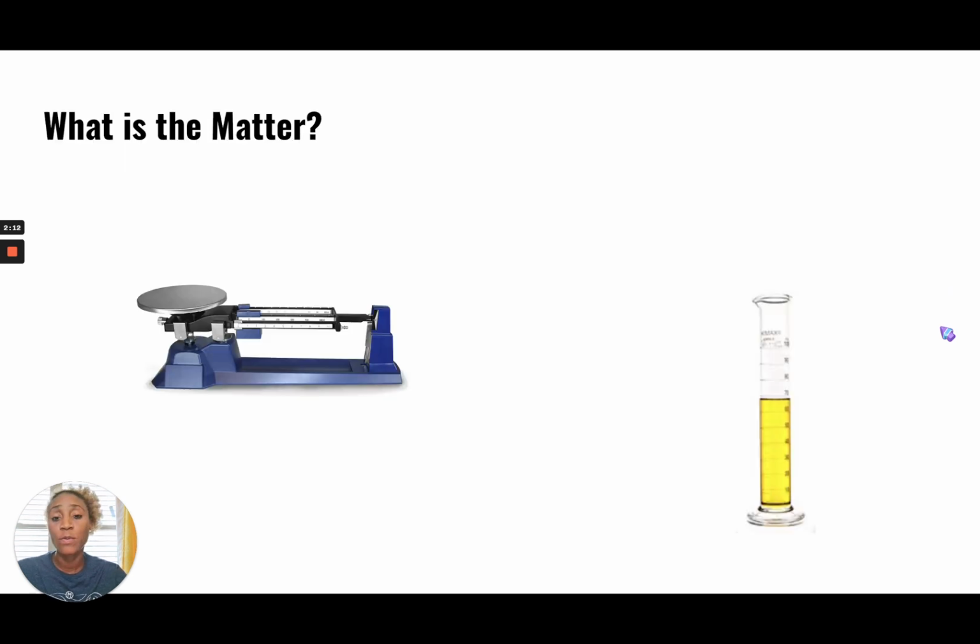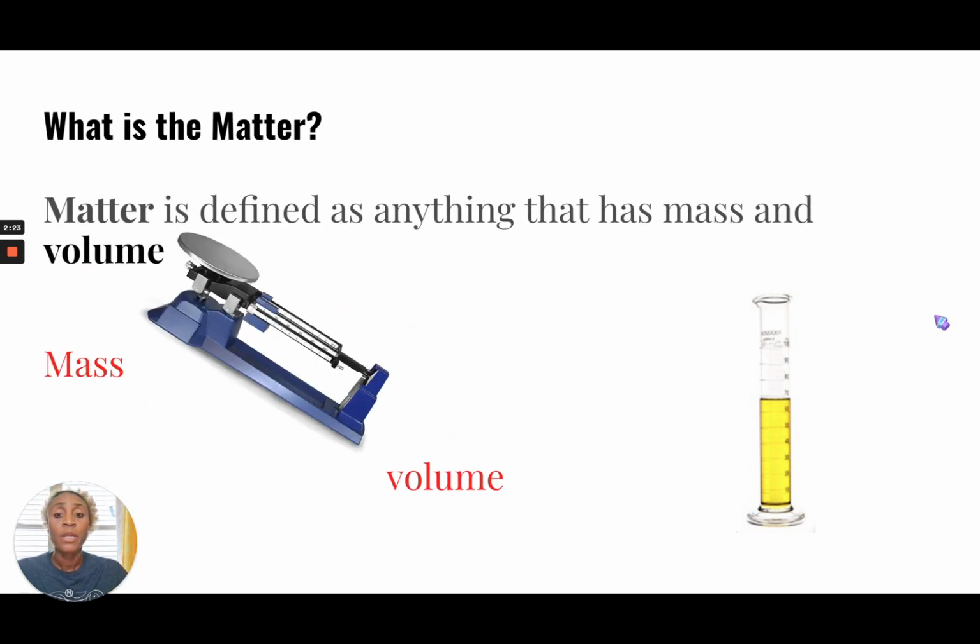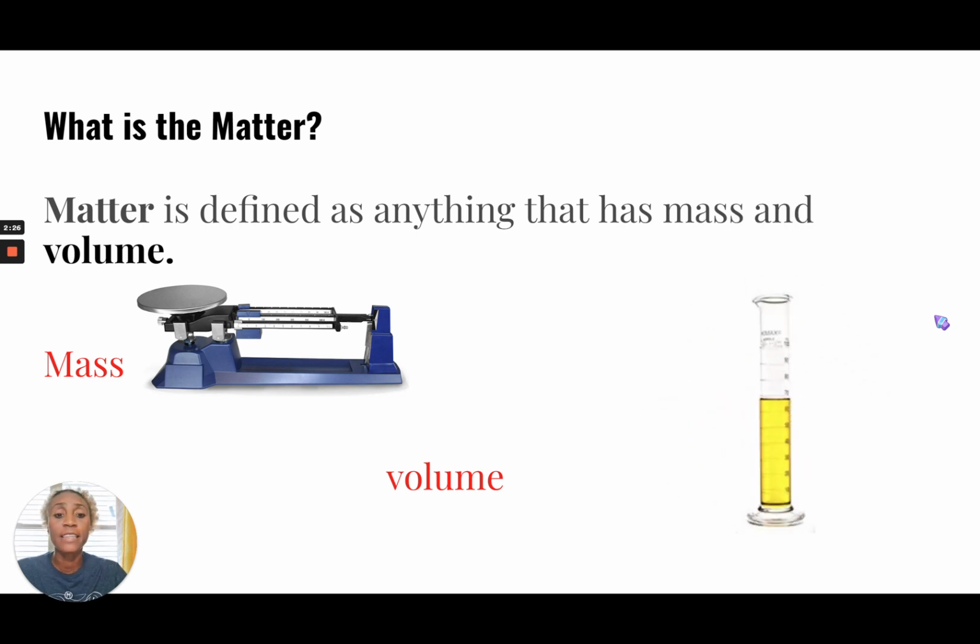Now, let's begin. So what is matter? Matter is defined by two things, right? So scientists define matter using two things, mass and volume. So matter is defined as anything that has mass and volume. What is matter, class? Very good. Anything that has mass and volume. And as you can see there on our screen, we have a triple beam balance that is used to measure mass and a graduated cylinder that we use to measure volume.